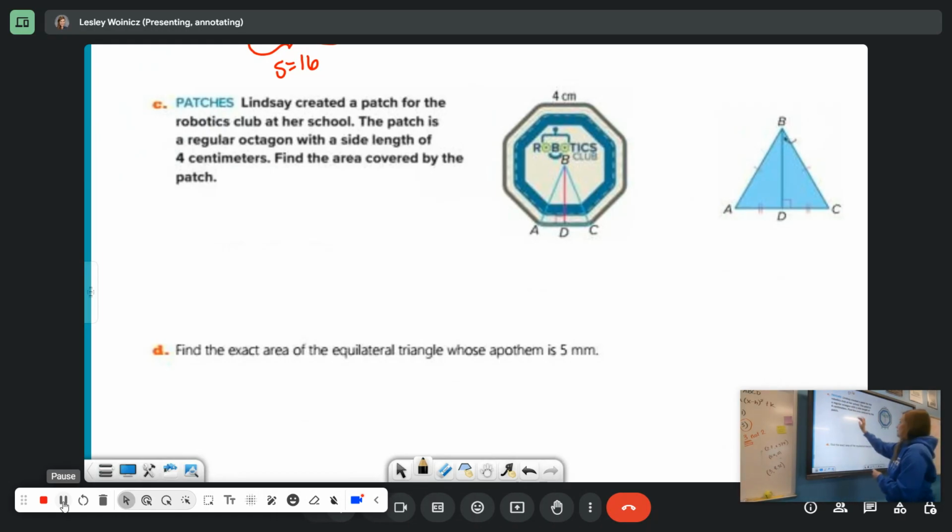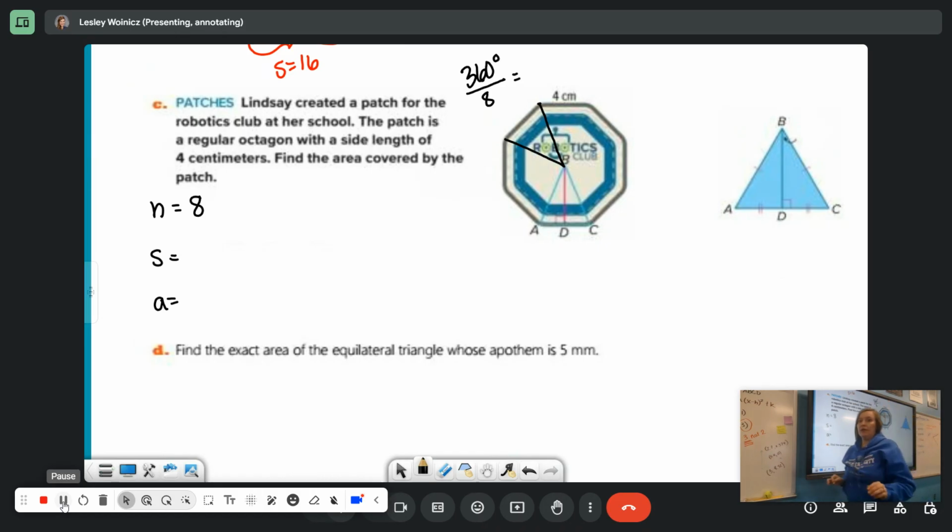All right, we need our N, we need our S, and we need our A. I'm counting 8 sides. Okay, so we have to find this central angle real quick. So I need to know what 360 degrees divided by 8 triangles makes. I don't remember. I think it might be 45. Okay, it is 45. So my central angle is 45 degrees.